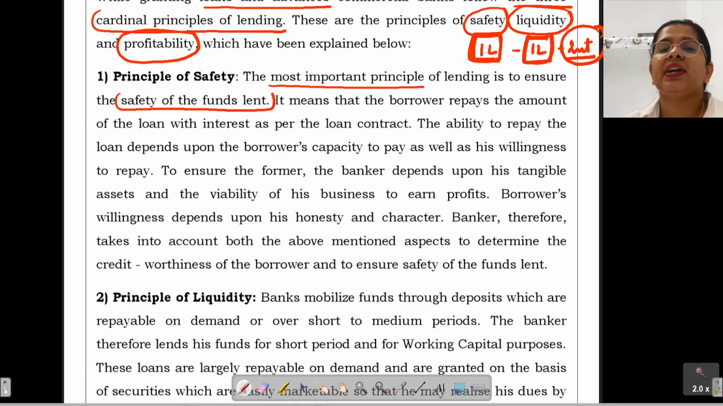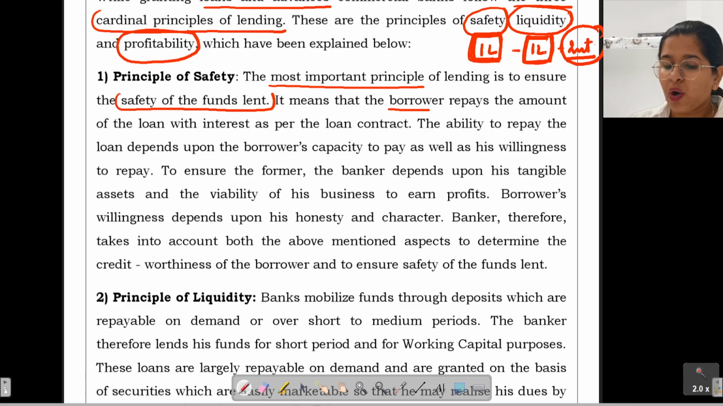The funds that banks give as loans are not the banks' own. They take deposits from customers, and those are the deposits which are being lent as loans. So obviously they would like to have the safety of investment, because if the investment is not safe and they suffer huge losses, how will they be able to pay off their deposits?